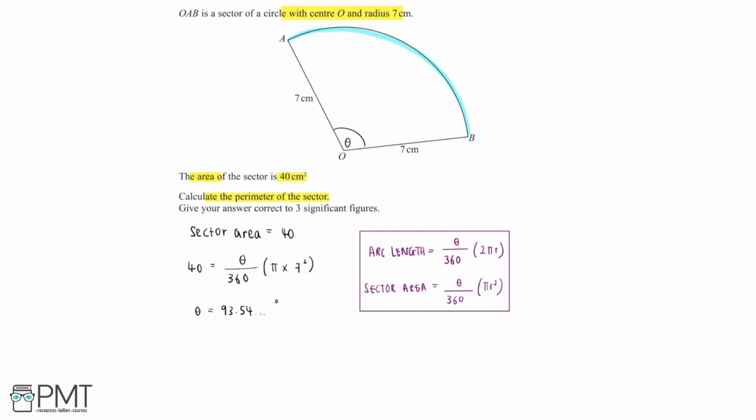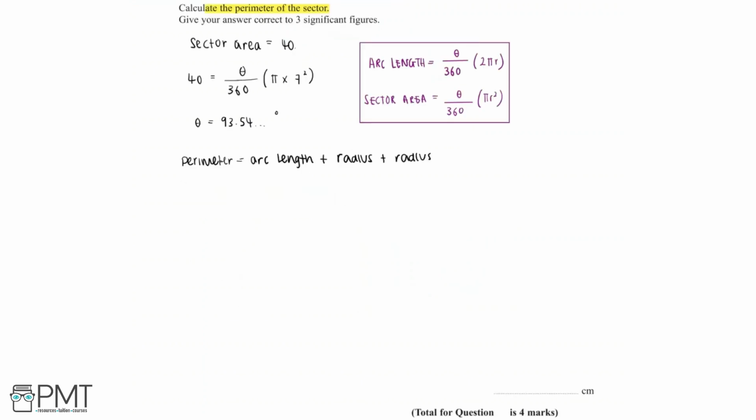Now let's use this in order to find the perimeter of the sector. Remember that the arc length is just the line highlighted in blue. And so the perimeter of the sector is equal to the arc length plus the radius again. Given that the arc length is equal to theta over 360 multiplied by 2 pi r, the perimeter is equal to theta over 360 multiplied by 2 pi r plus r again. Now let's substitute in our values. We know that theta is around 93.54 degrees and r is equal to 7.